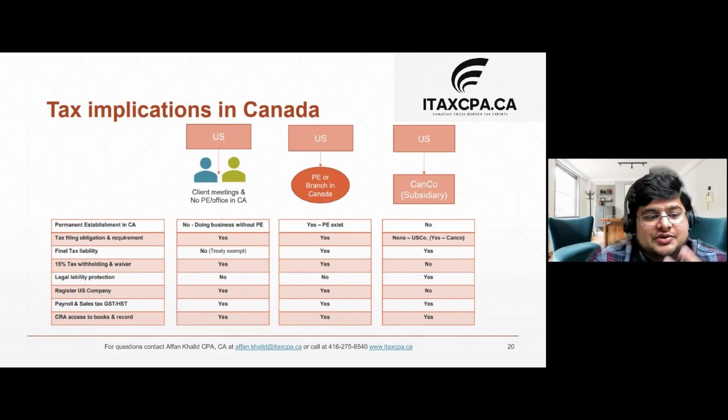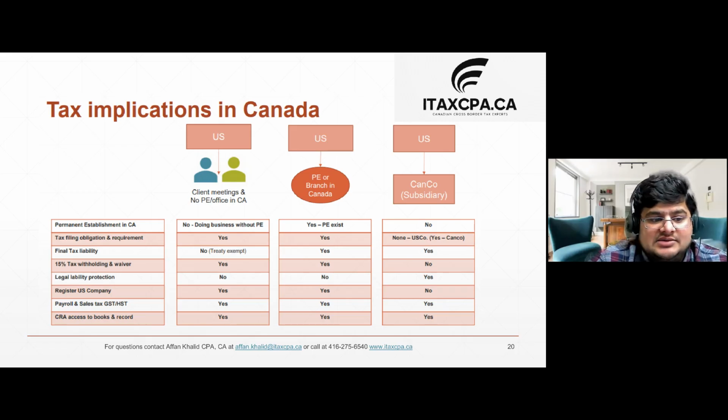A US company can also create a branch, which is a nexus or PE in Canada, and under the tax treaty, your profits attributable to the branch are taxable in Canada. You have to file the tax return. Of course, no exemption under the treaty because you have the branch in Canada, and the GST HST rules apply, payroll tax applies, and so on.